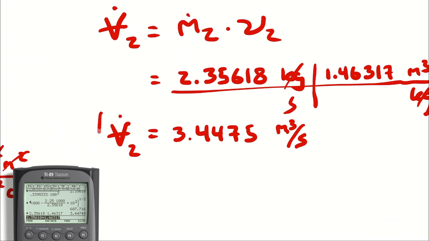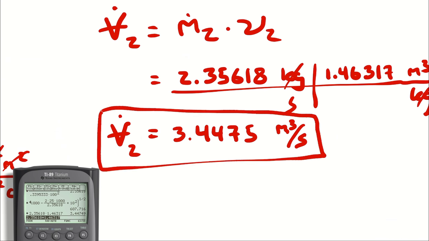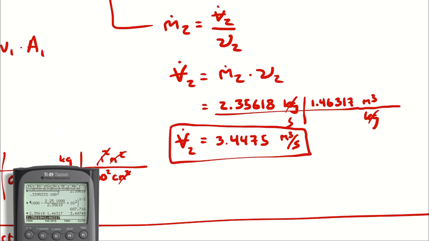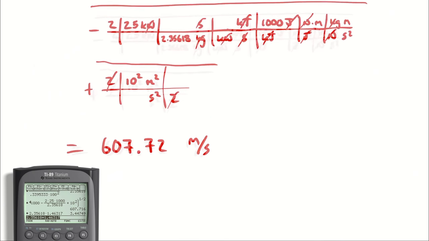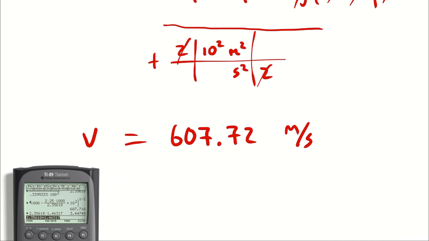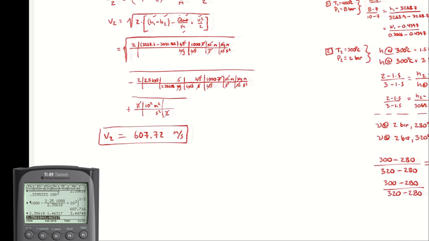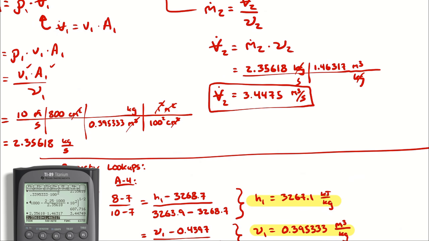The volumetric flow rate of state 2. Just double check that we typed those in correctly. 2.35618 and 1.46317. We did. That's a good sign. And then I will box the velocity at state 2 as well. And there we go. The velocity at the exit is just over 600 meters per second. The volumetric flow rate at the end is 3.45 cubic meters per second.